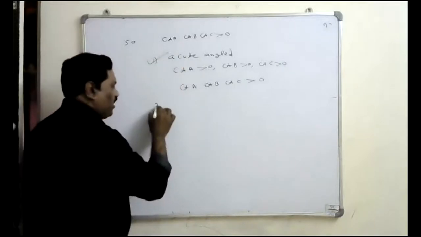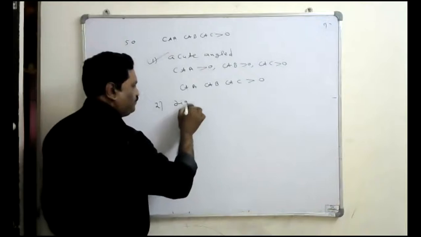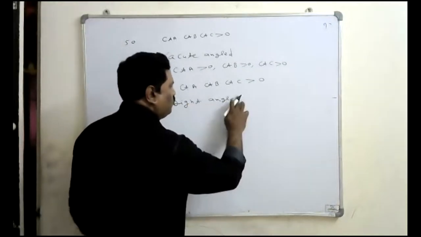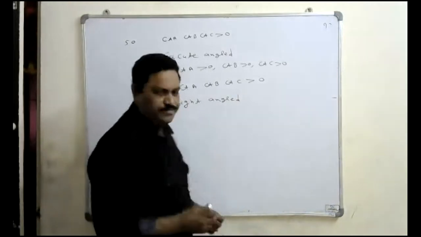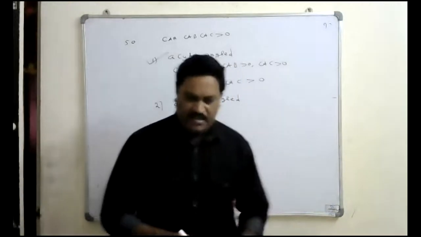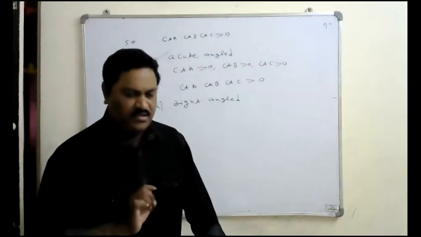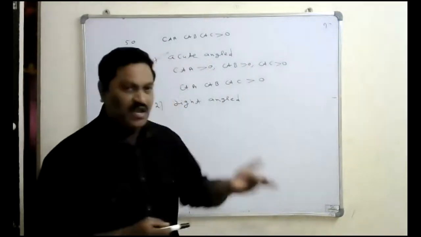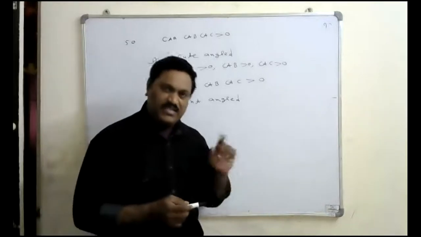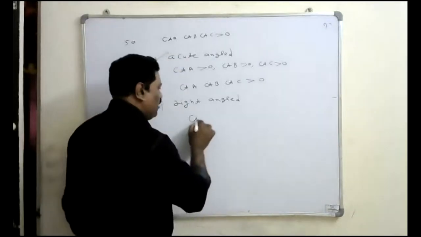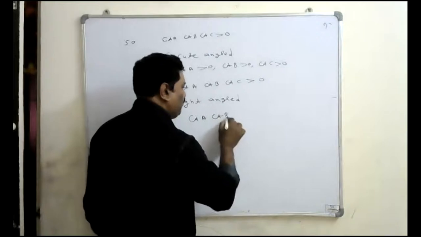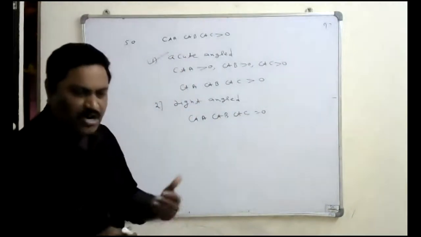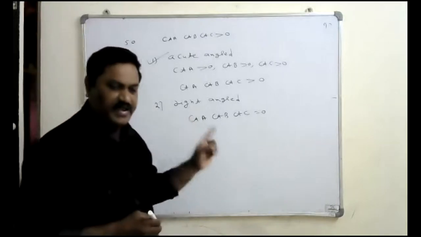Suppose the triangle is right angled. Right angle means any one angle is 90 degrees. If any one angle is 90, then what is the value of cot 90? 0. It means any one term out of the three is 0. If any one term is 0, then the product cot A, cot B, cot C is equal to 0. If cot A cot B cot C equals 0, then it is a right angle triangle.